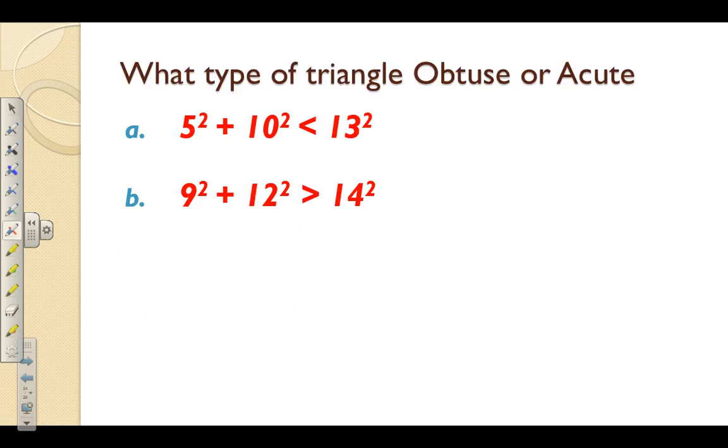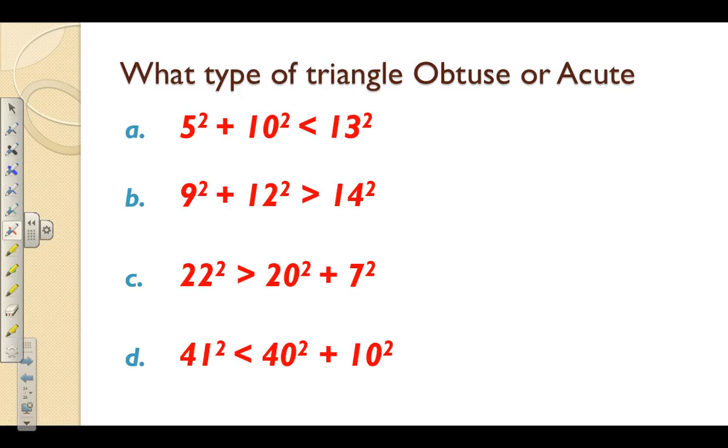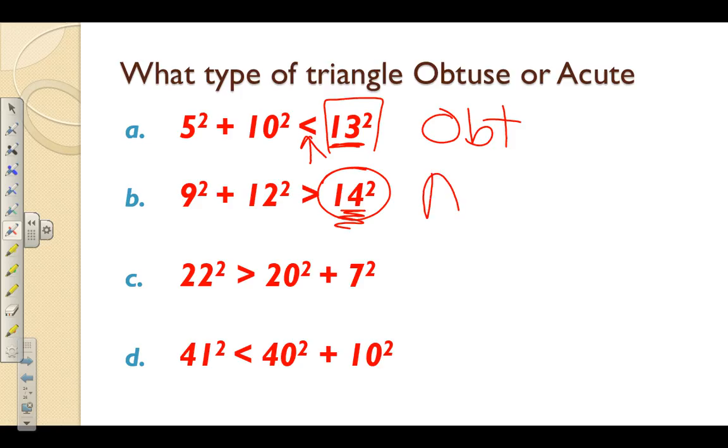So I put these up here just to make sure you see. If I read it from left to right, I'm going to be confused. So make sure you're looking at the c squared. The longest side is 13, right? And it's greater than, obtuse, right? If I look at the longest side, that's 14 compared to a squared plus b squared, it's less than, acute, right? So don't just trust the statement reading left to right.